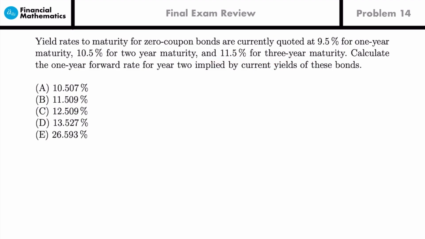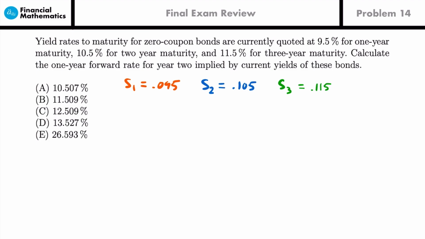So what that tells us is that S1, or the spot rate for a 1-year term, is 0.095 or 9.5%. S sub 2, or a spot rate for a 2-year term, is 0.105 or 10.5%. And S3, or a spot rate for a 3-year term, is equal to 0.115 or 11.5%.